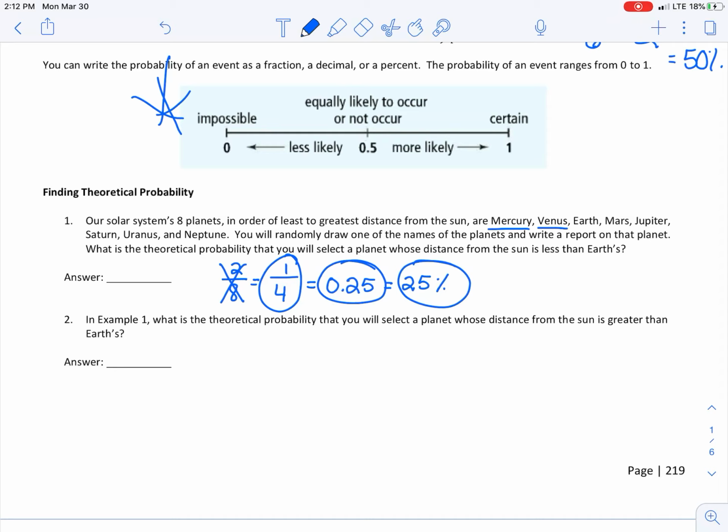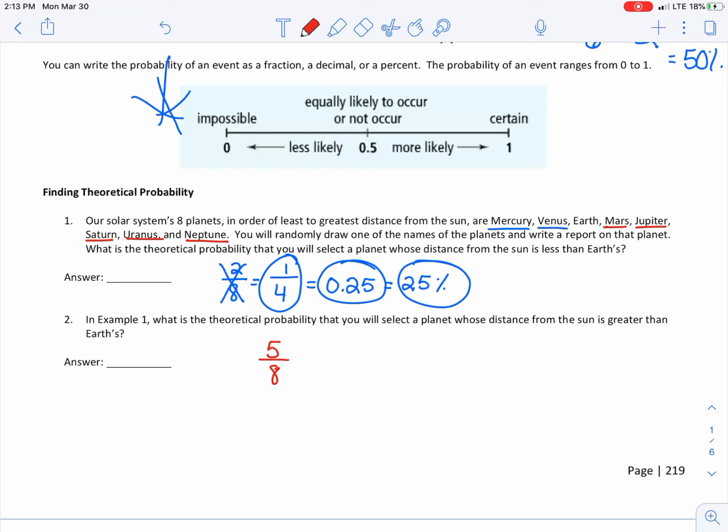Okay. So this time it says in example 1, what is the theoretical probability that you will select a planet whose distance from the sun is greater than Earth's? So this time we're talking about all of the planets who are further away from the sun than Earth. So we have Mars, Jupiter, Saturn, Uranus, and Neptune. Okay, so this time we have 5 planets that are further away. So that's our favorable outcomes, 5 of them. Okay, out of the total of 8.